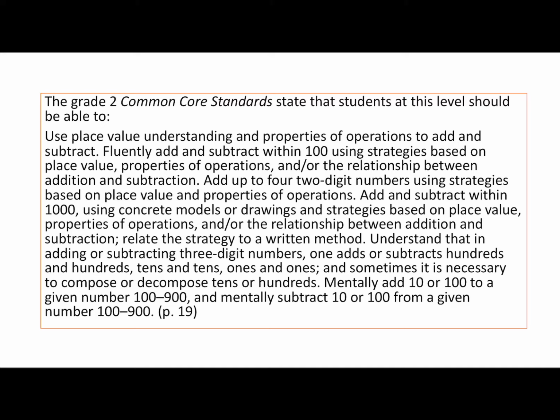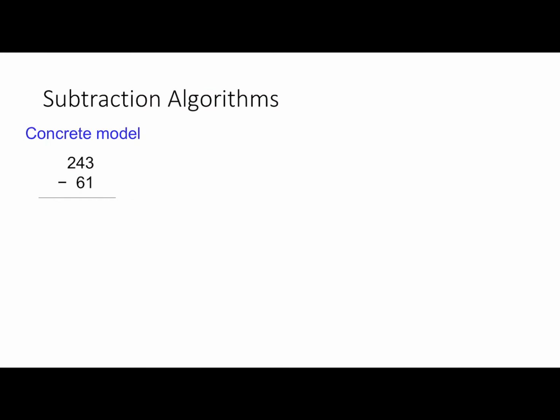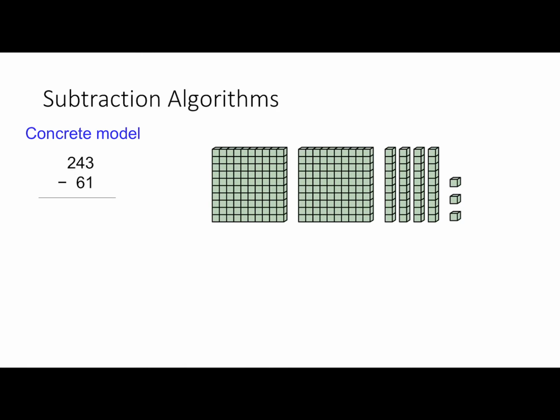All right, so let's look at some of the strategies we're going to use to help kids do that. The first strategy we want to look at is the concrete model. Just like with addition, we're going to pull out the base 10 blocks to help us illustrate what's happening when we subtract. So I want to subtract 243 minus 61. I'm going to start by representing 243 with my base 10 blocks. That's 2 hundreds, 4 tens, and 3 ones. So I'm going to need 2 flats, 4 longs, and 3 units.